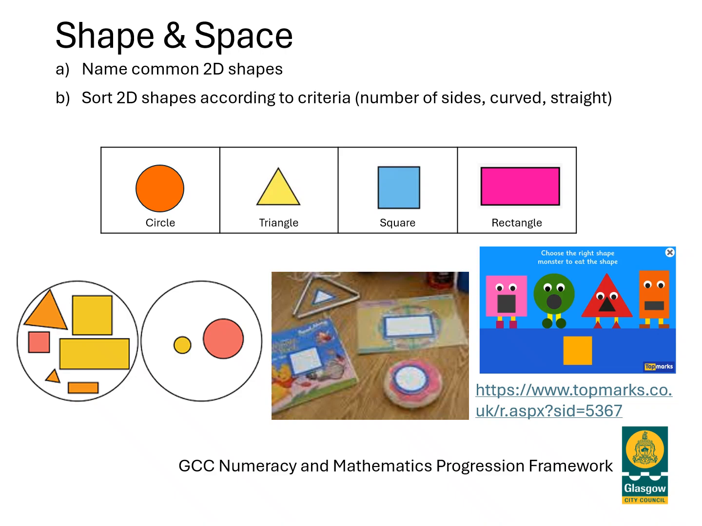I'm sure you know others as well as that Top Marks one I've dropped in there. And the middle photo there is to show an example of a simple shape hunt in your environment. So having looked around and tried to find items that match the core shapes we're investigating. And equally, the sorting circles on the left, although that's with pictures of shapes, you could sort the items that you've found around the classroom.